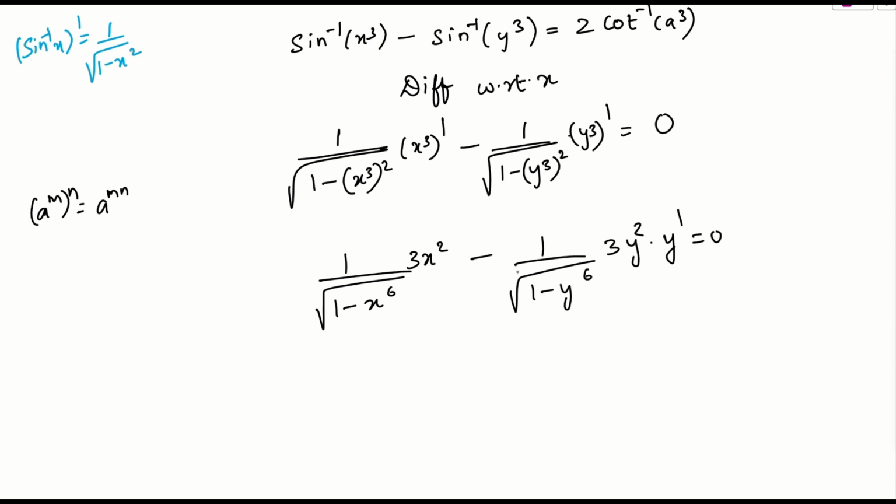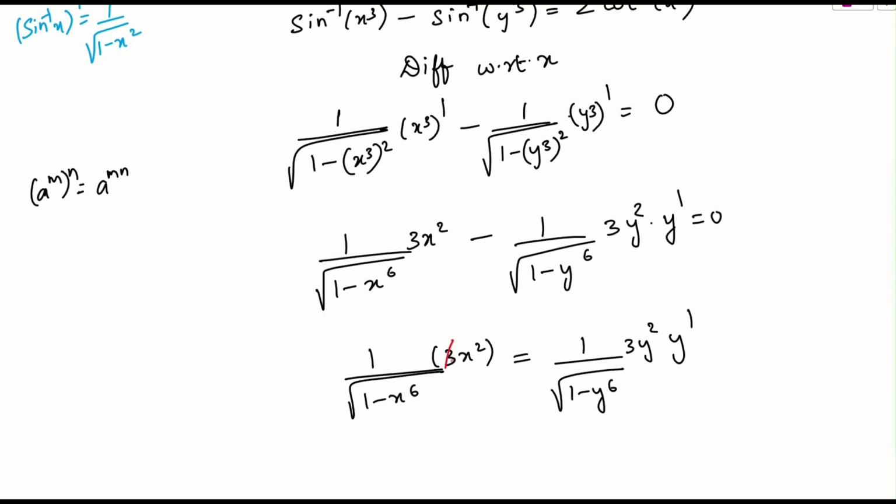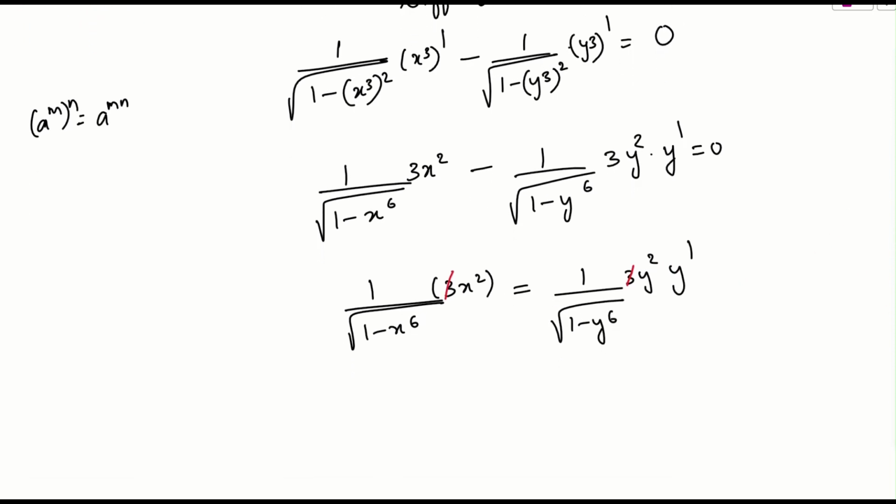So what I will do is send one term to the other side. 1 by root of 1 minus x power 6 into 3x square. The negative term, if it goes to the right side, will be positive: 1 by root of 1 minus y power 6, 3y square into y dash. Is it okay? So we can cancel the 3 here. Yes, we can. We want y dash, so try to send this to the other side. I have x square by root of 1 minus x power 6. This multiplication, if it comes across, will be the reciprocal: root of 1 minus y power 6 by y square equals y dash.